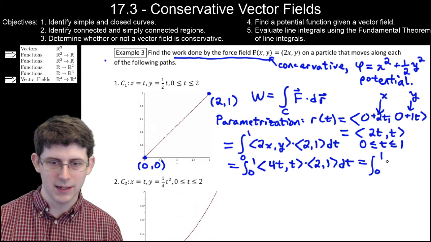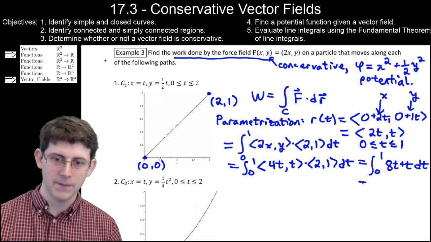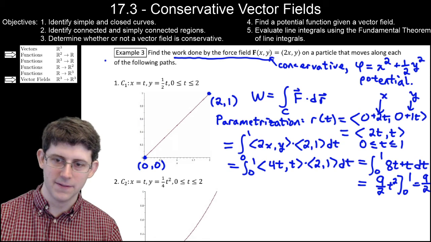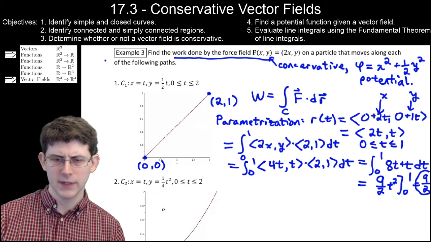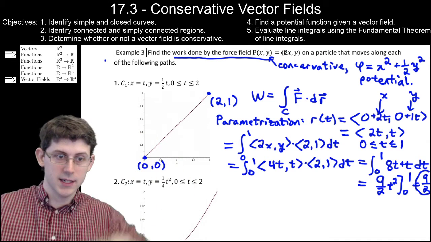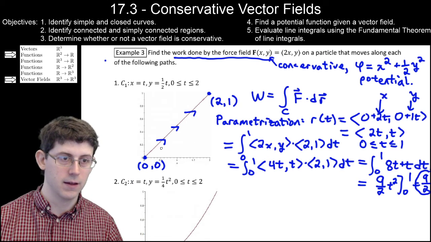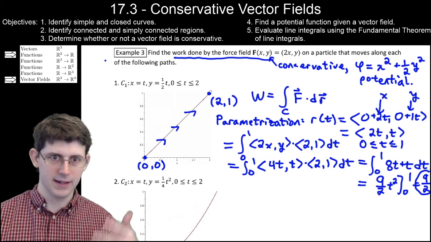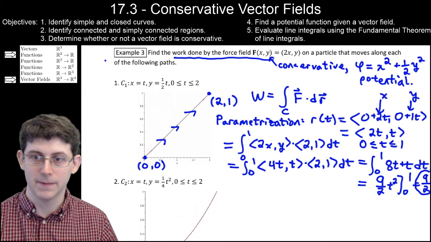The dot product here is 8t plus t. So I get 9t. The integral of that is 9 halves t squared. So the total work done is 9 halves. That means that this vector field, which is exploding outward from the origin, actually helps us go along this path. It's doing work to help us move that way, because I got a positive answer.